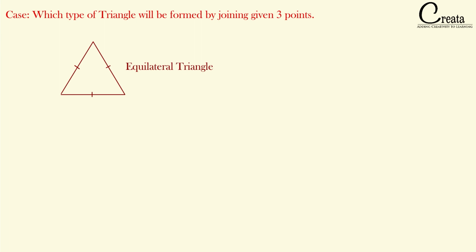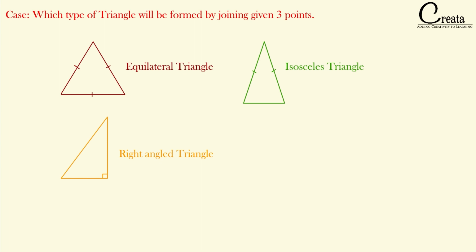The second type of triangle that can form is an isosceles triangle, in which two sides are equal. So you can easily cross check whether the two sides are equal or not. The last type of triangle that can be formed is a right angle triangle. So how will you check whether the triangle is a right angle triangle or not?